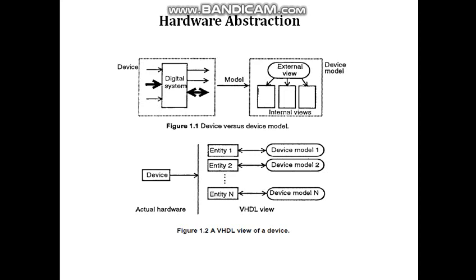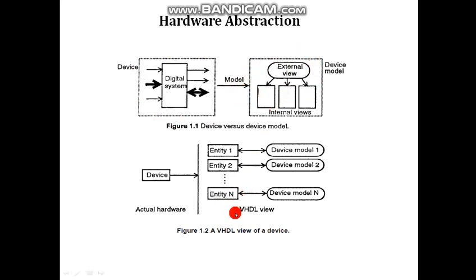Here you observe one block diagram of the different device models. In that we observe that the digital system has some input and output devices. The digital system also has bidirectional IO devices. This digital system is modeled with the external devices. This is the device and this is the device model. The device model contains the external view and this is the internal view. This is device versus device model, meaning this device is connected to different device models.